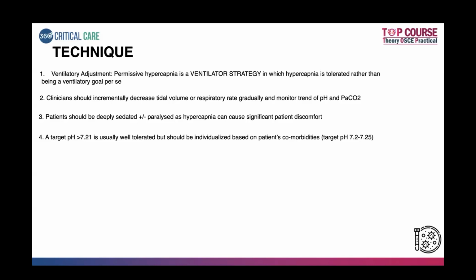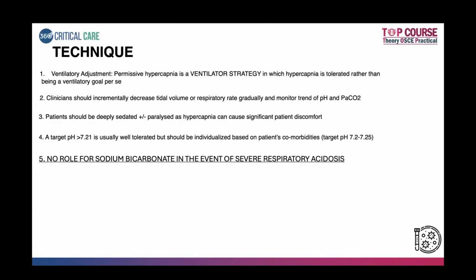The most important thing is the patient should be very much deeply sedated, and if needed paralyzed also, because hypercapnia can cause significant patient discomfort. Usually a target pH of more than 7.21 is well tolerated, but should be individualized based on the patient's comorbidities and tolerability. So usually we keep the target between 7.2 to 7.25. Usually we don't go less than that range of 7.2.